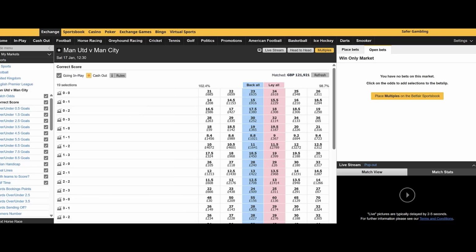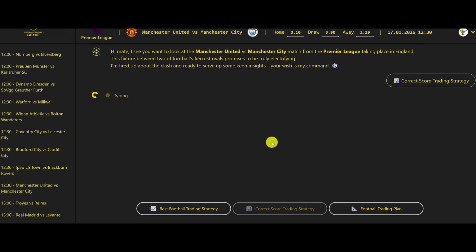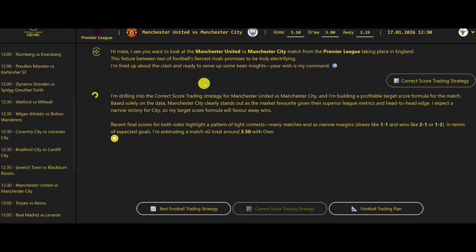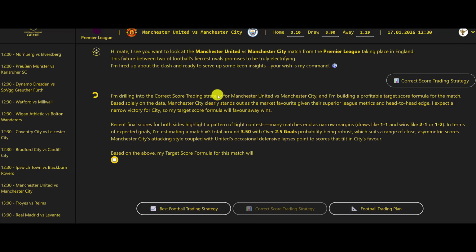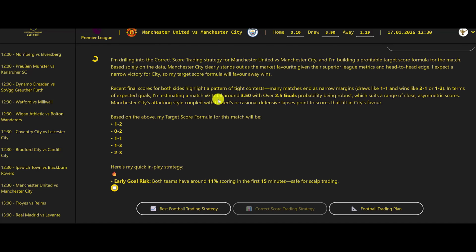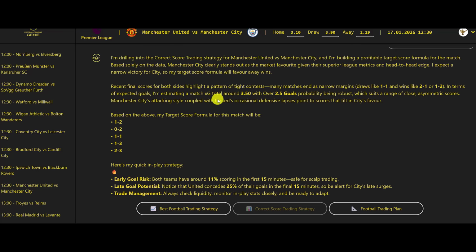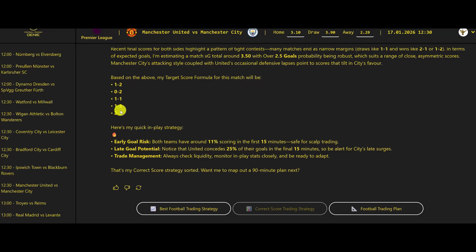So anyway, we're going to turn to the Football Trading Genie. We're going to turn to AI to give us a target score formula for this one. Let's see what it can build out. It's going to obviously crunch all the numbers, all the recent statistics, all the goal timings to give us an idea. And it's going for a pretty high scoring one: 1-2, 0-2, 1-1, 1-3, and 2-3. So that's interesting. And I mean, we've seen this recently with it throwing out these 3-2 score lines.